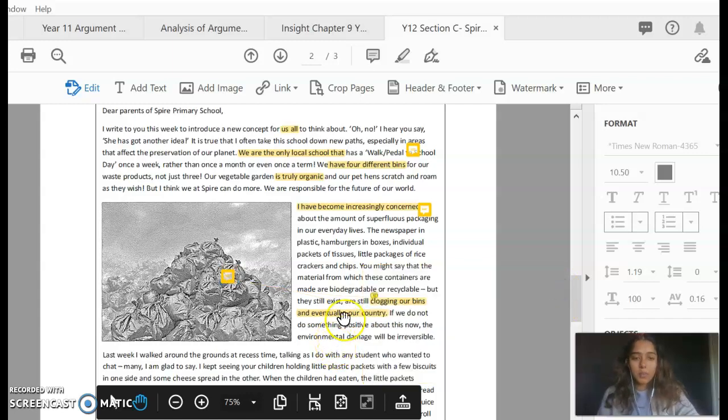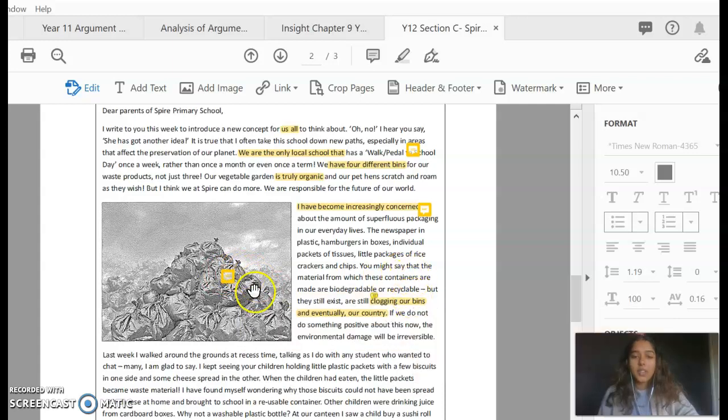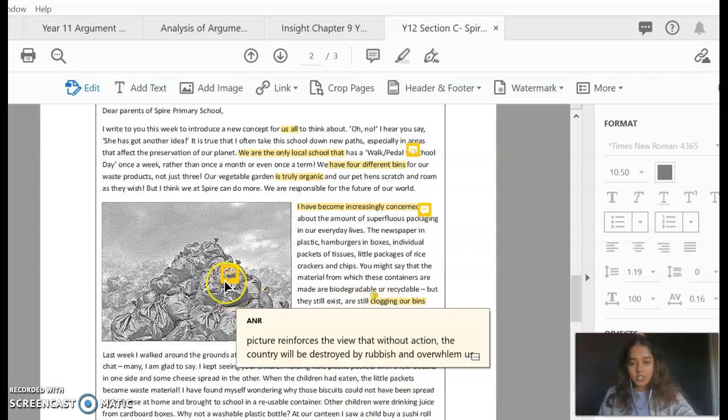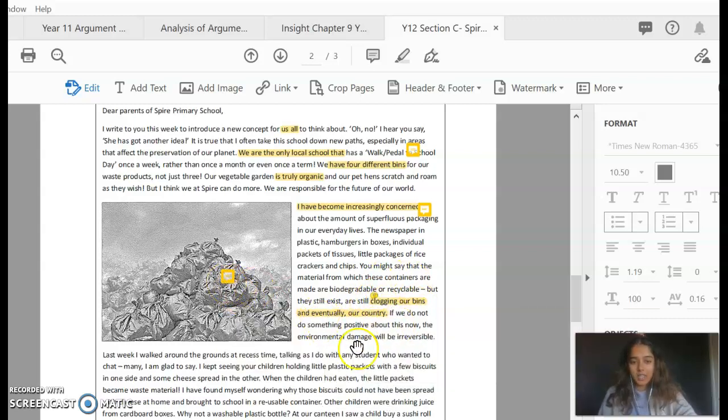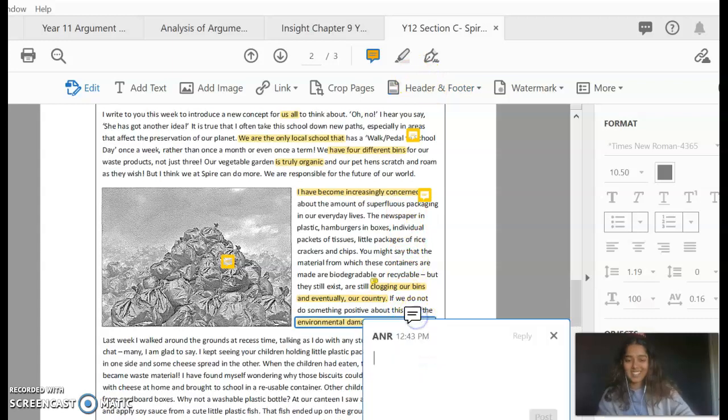So guys, when you talk about an argument and an image, you always pair the image with an argument. Here, I'm pairing the image with this bit here. So when I quote this, I'm going to use the photo. The environmental damage will be irreversible. That's something that's pretty strong. That's designed to instill fear, and that's probably what I'm going to write here: instills fear and alarm.